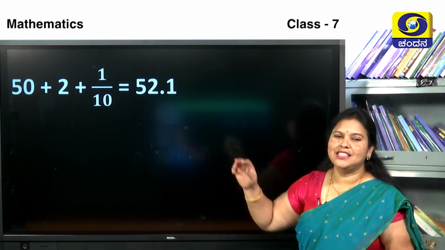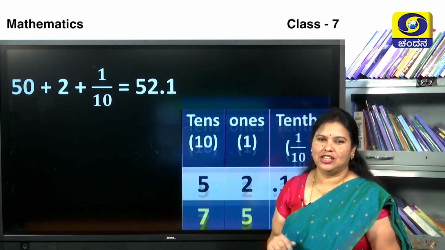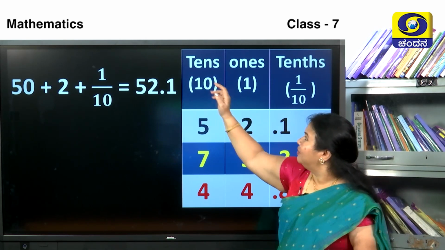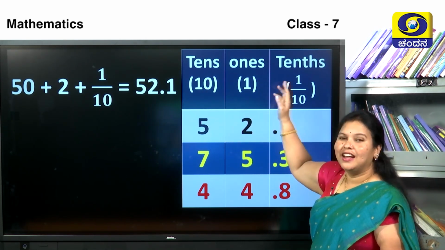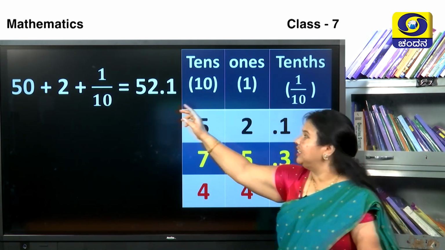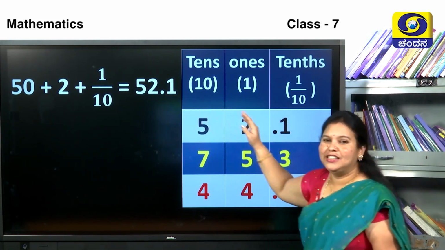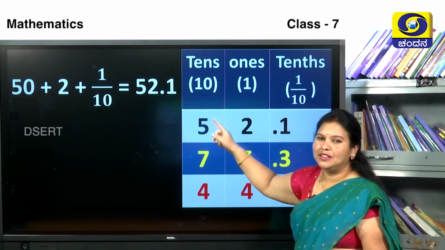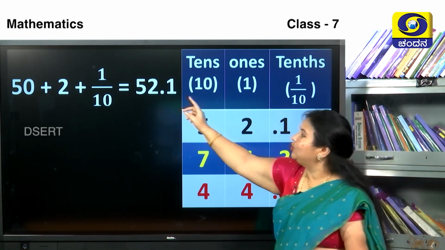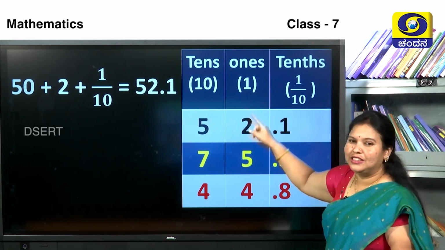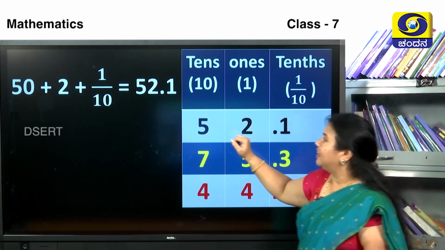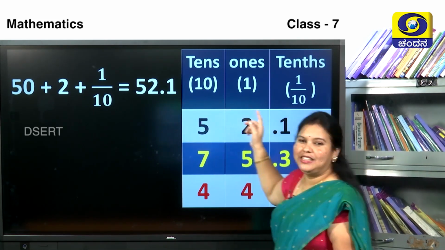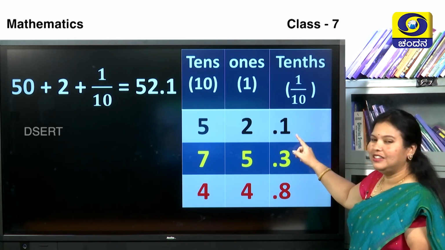Now, we will write this decimal number in place value chart. Children, please pay your attention on place values. What we have here? Tens, ones and tenths. So, 52.1 we have to write in this table. Here we have 5 in tens place, so I have written below the tens place, and 2 in unit place, so I have written below the ones place, and in tenth place we have 1, 0.1, that means 1 by 10. So, I have written below the tenth place.